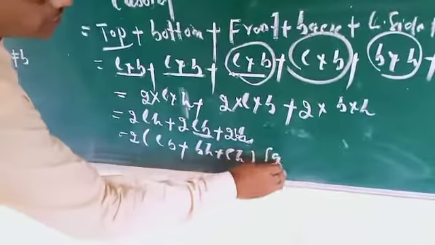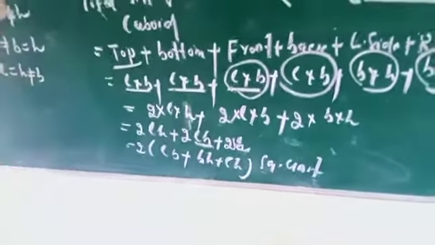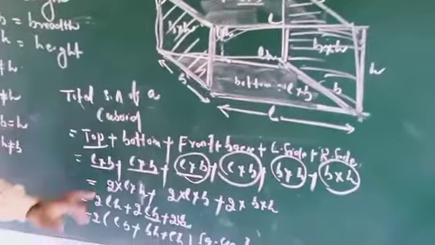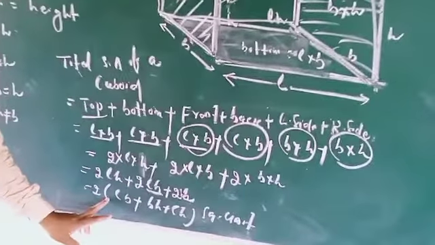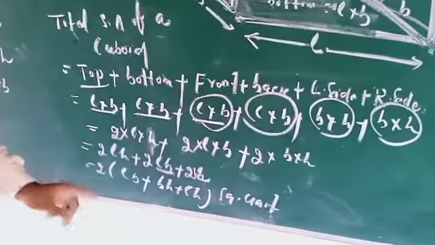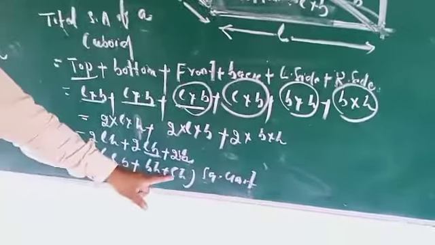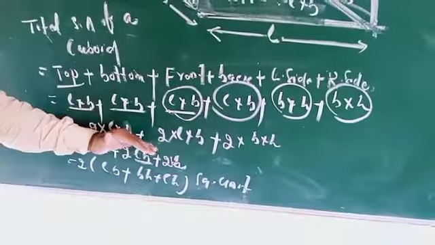This is square unit because area is always a square. So total surface area of a cuboid is equal to 2 bracket LB plus BH plus LH. That means 2 bracket length into breadth plus breadth into height plus length into height. This is the total surface area of a cuboid.